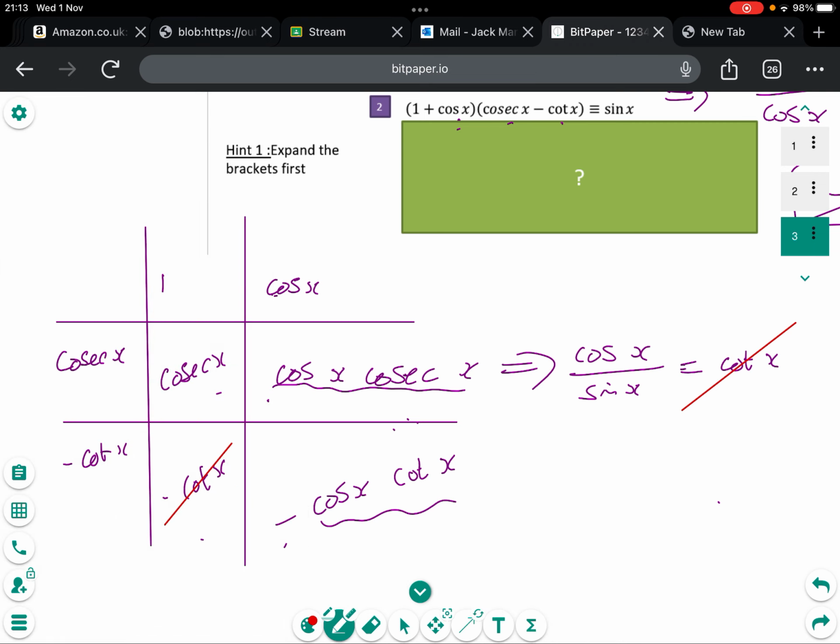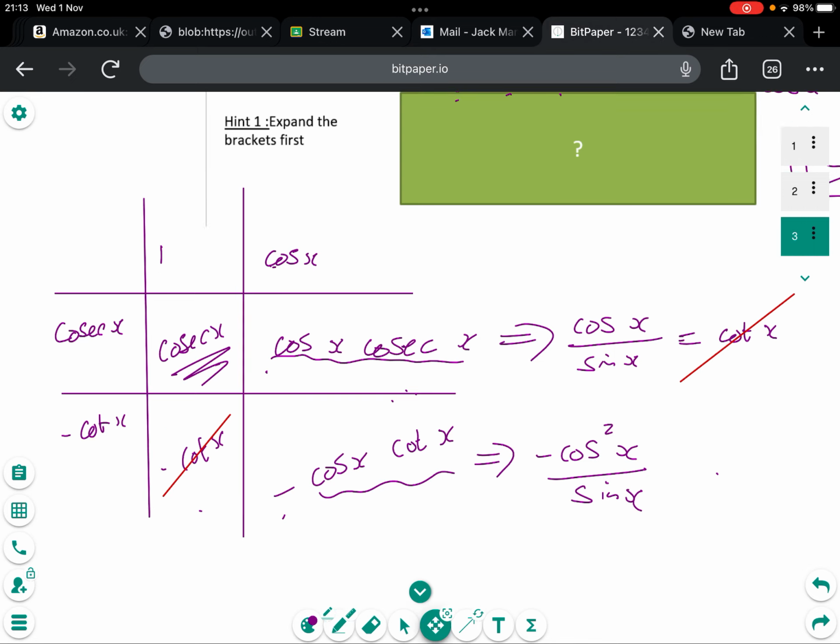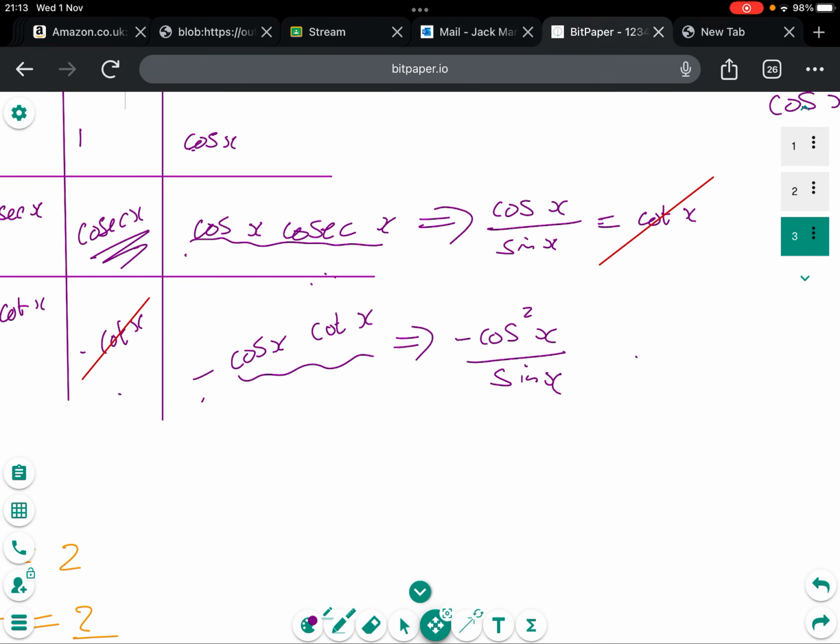Maybe I should do some work as well with this part here and see if I can do anything with this. So minus cos, yeah. Cot is the same as cos over sine. So it's cos squared x over sine x, isn't it? Okay, so I've still got that piece there, and I've got this piece here. So let's add these together with some space. So cosec x minus cos squared x over sine x.